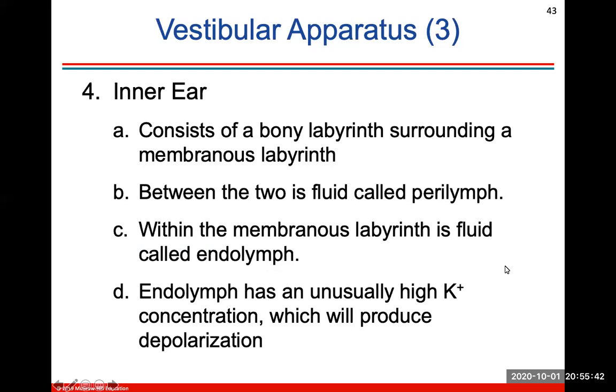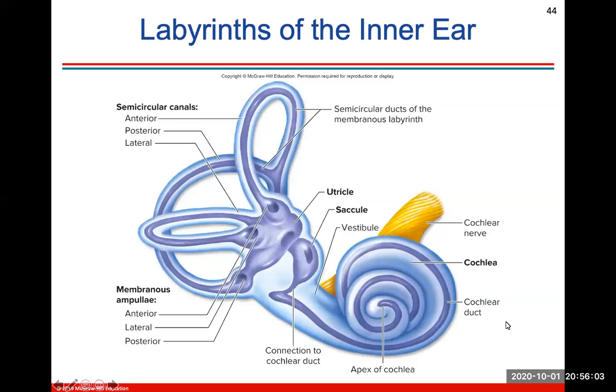The inner ear consists of a bony labyrinth surrounding a membranous labyrinth, and between the two is a fluid called perilymph. Within the membranous labyrinth is a fluid called endolymph, and endolymph usually has a high potassium concentration, which will produce a depolarization. So here's just a look at the semicircular canals, the semicircular ducts of the membranous labyrinth, and then the connection to the cochlear duct. And here's the cochlear duct with the cochlea, all filled with fluid.